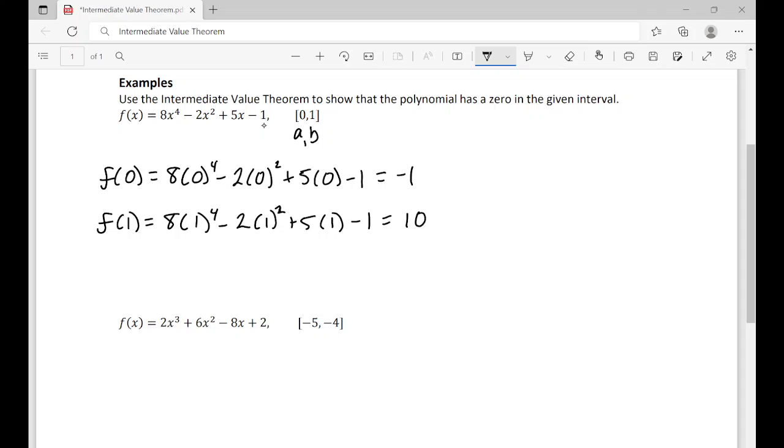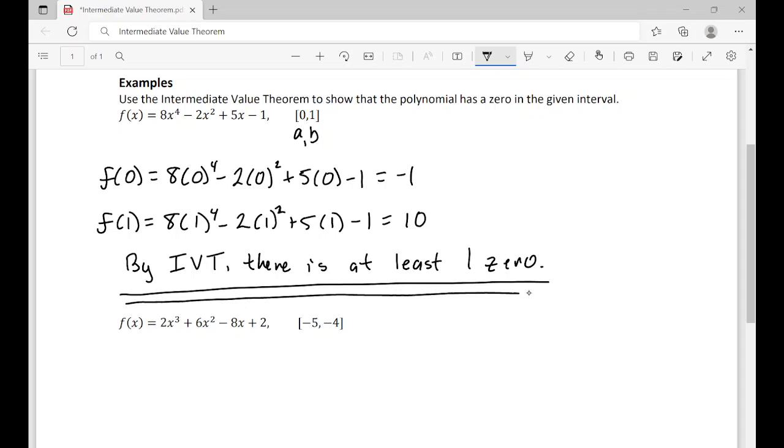So since it's continuous, because it's a polynomial function, on an interval 0 to 1, we get a negative number and then a positive. We can say, by the intermediate value theorem, and I'm going to abbreviate it here, there is at least one zero. What is that zero? Not particularly sure, but we just know that there is at least one, and that's all this theorem is stating.